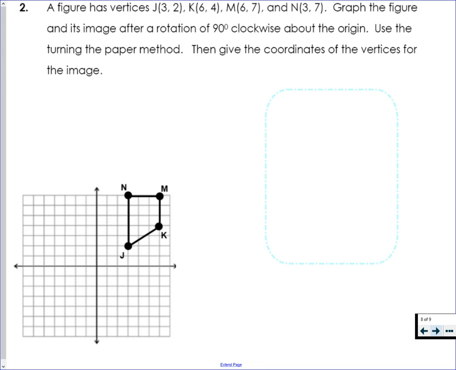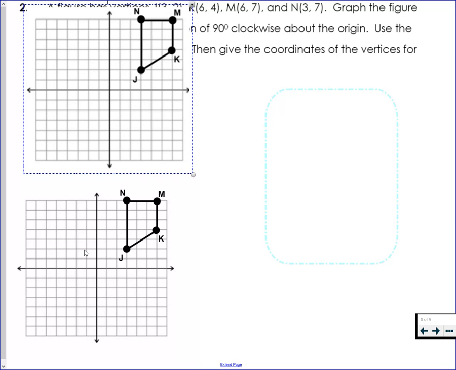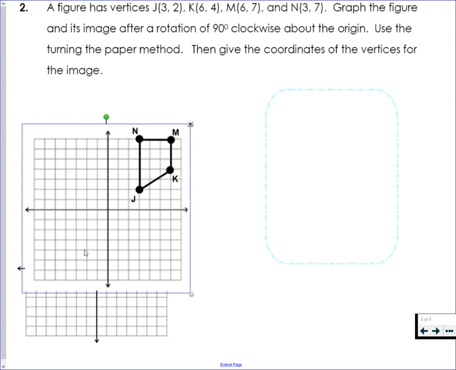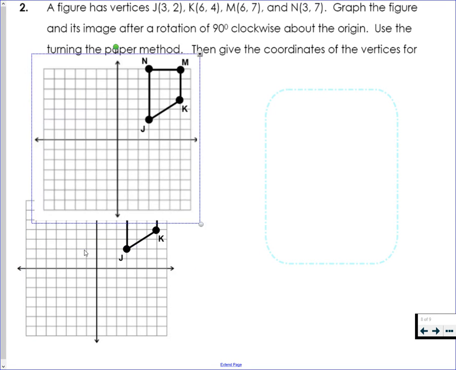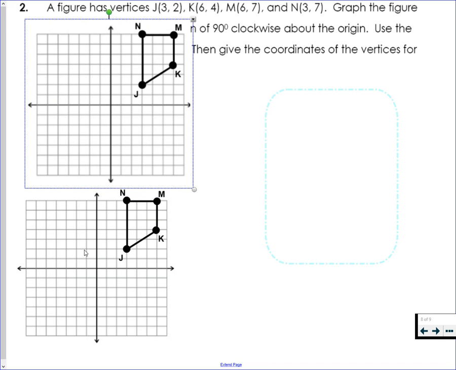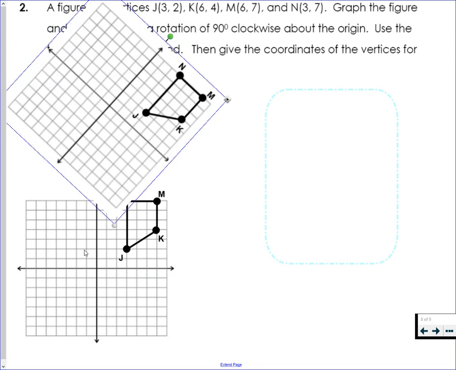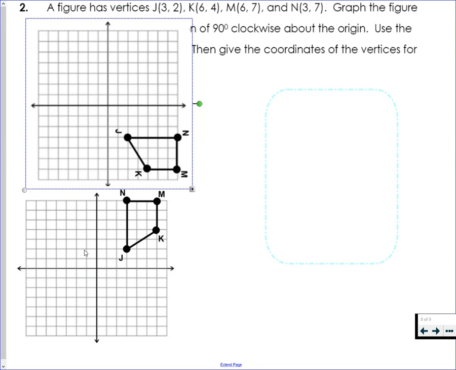Here's another one, doing it with paper turning. Okay, so you're going to be turning your paper. I made another copy of this so that I can rotate it. Well, we have to first be able to read the problem, I guess. So we've got this shape that's already graphed. I want to rotate it 90 degrees clockwise and then get my ordered pairs. So here's my original shape. When I go 90 degrees clockwise, turn it the way that a clock goes, 90 degrees.